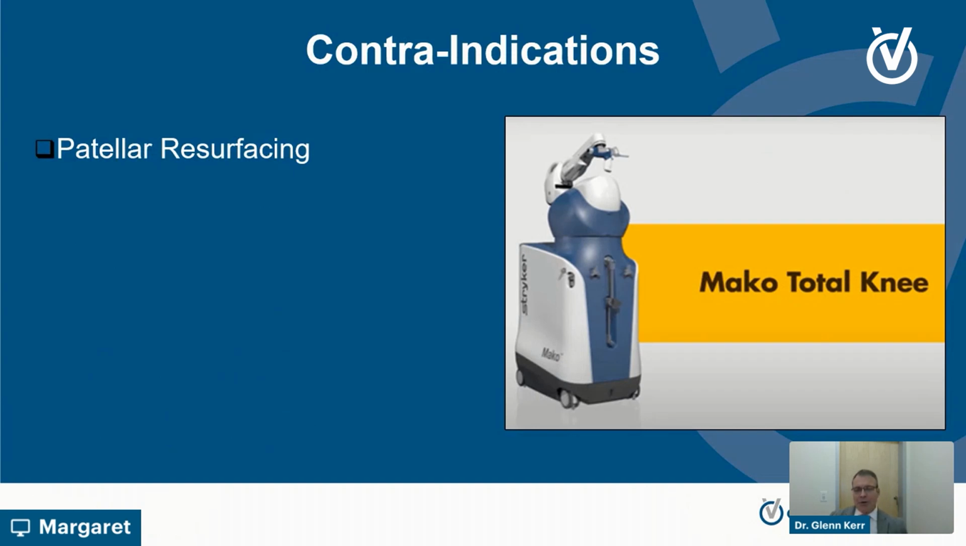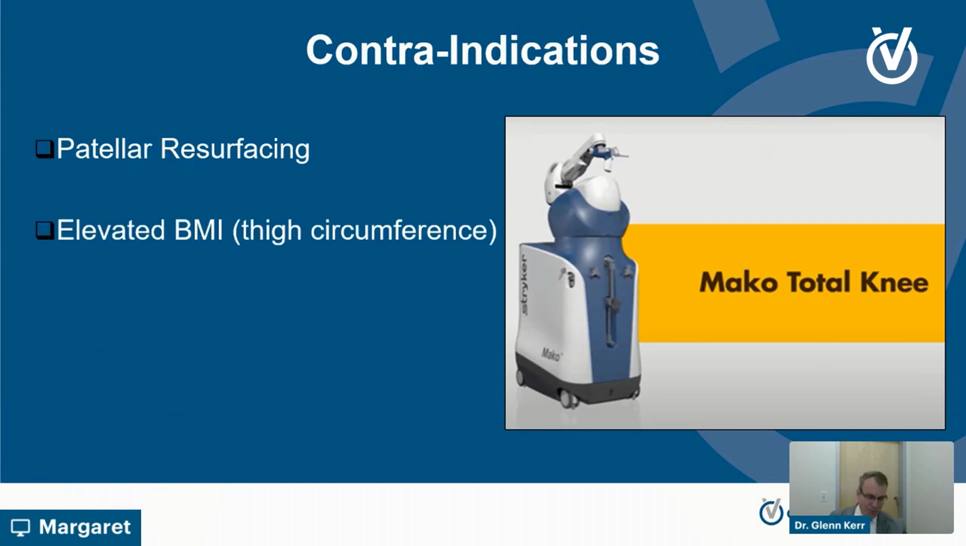The next relative contraindication is an elevated BMI. So the body mass index for bigger patients, it can be very difficult. There's one study that suggests thigh circumference is correlated with poor outcomes utilizing the subvastus approach. And in those patients, I'd use the medial parapatellar.